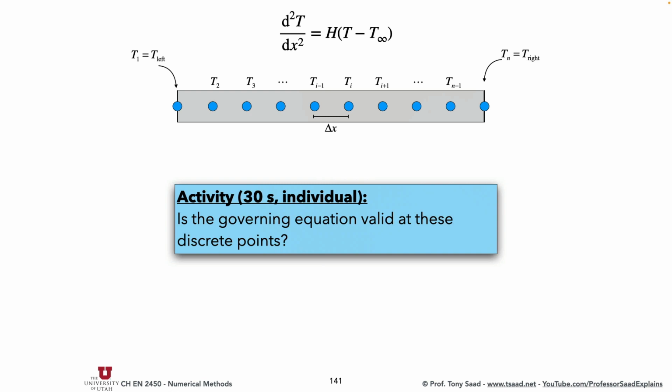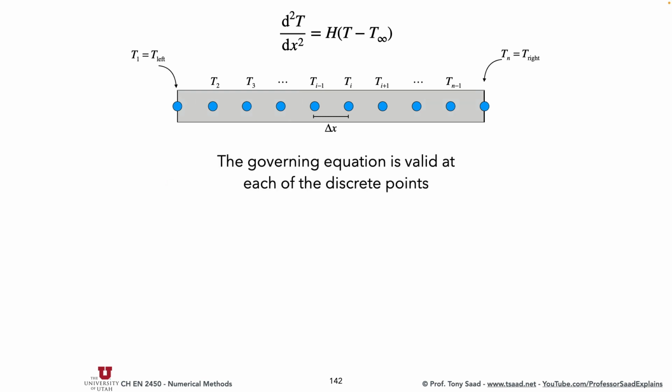Okay, so let me ask you this. Is this ODE valid on that rod? Are those points part of the rod? So it's going to be valid at those points? Yes, of course it's going to be valid at those points. Those points are only a subset of that rod. So that's the entire domain of that ODE, from the left point to the right point. That ODE, exactly and continuously, is going to be valid at any one of those points. So indeed, the governing equation is valid at all of those points.